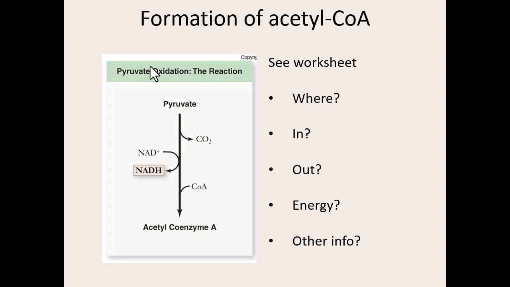Not as much happening in this. Though, where does this occur? Cytoplasm of the cell. It's still happening in that fluid. For what goes in to pyruvic acid? I'm only going to follow and draw out one, but there are 2 pyruvic acid, and this is happening to both of them. So 2 pyruvic acid go in. That's it.